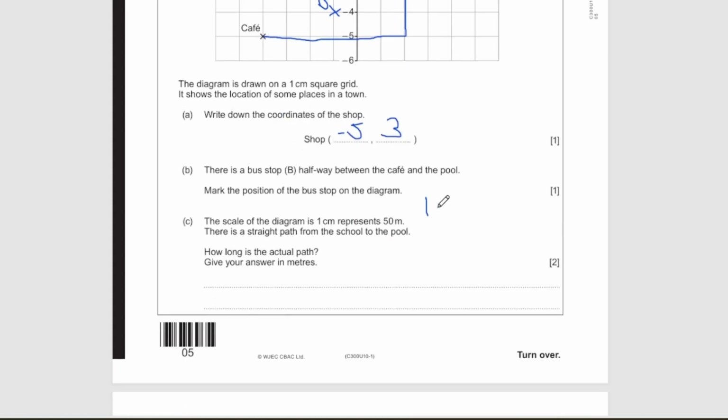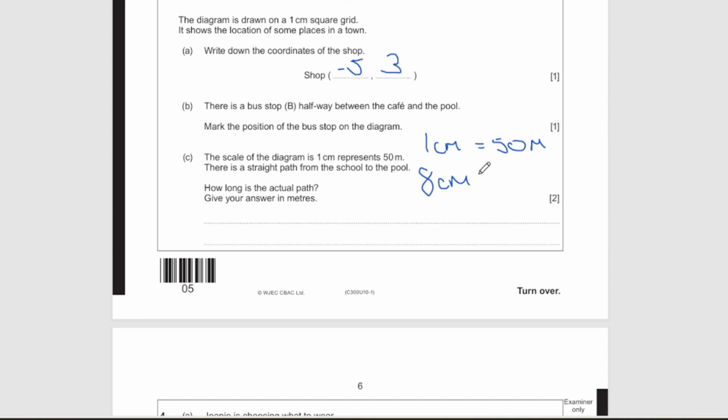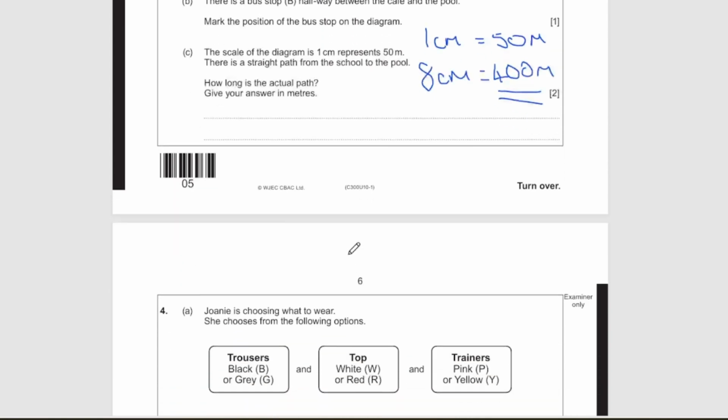So if 1 centimetre equals 50 metres, we've got 8 centimetres because we go down 8. From the school to the pool, we go down 8. So that means we need to do 50 times 8. 50 times 8 is 400. So 400 metres. Just like that, 400 metres.